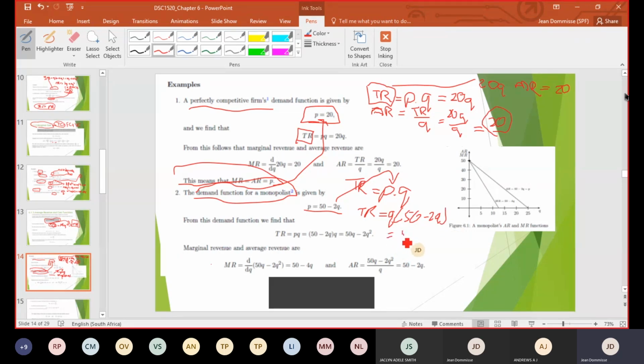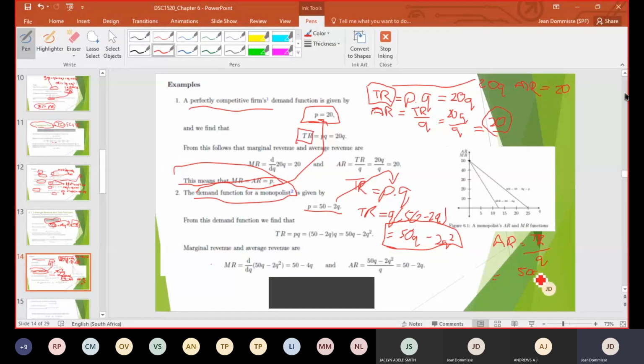So that gives you 50Q minus 2Q to the power of 2. Okay, so that is your total revenue. So to get to your average revenue, we would have said average revenue is my total revenue divided by Q.